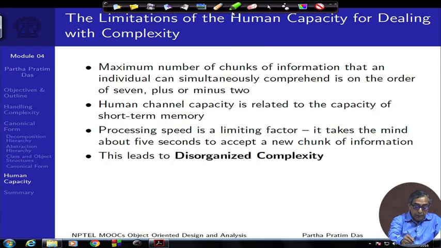The other limitation which creates a significant bottleneck is the processing speed, the limiting factor. That is, the human brain is extremely slow. So, if we are given a new chunk of information, we take about 5 seconds to come to terms with it. What does that mean? So, only 7, 8 chunks of information, each being processed with 5 seconds, 10 seconds of time, the whole system has a disadvantage of not being able to handle the complexity that one needs to handle.